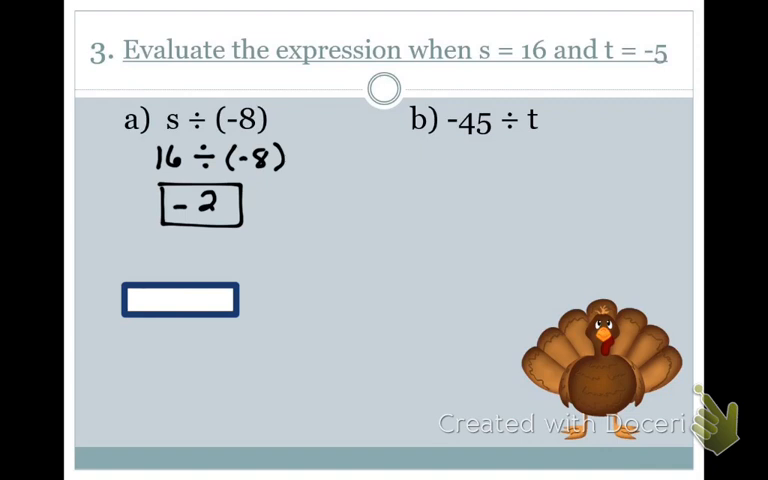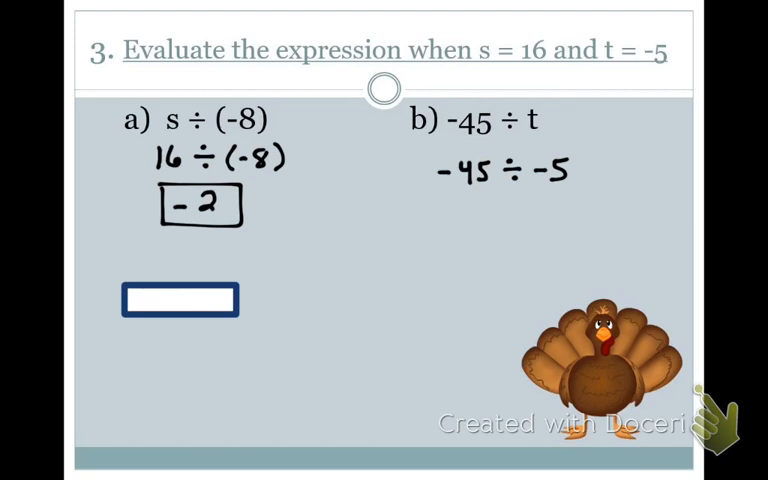We are plugging in the number. Jack, instead of saying negative 45 divided by t, what will I write? Negative 45 divided by negative 5. Good job. Divided by negative 5. Always be careful whenever there's negatives up there because sometimes people forget to bring that negative sign down.